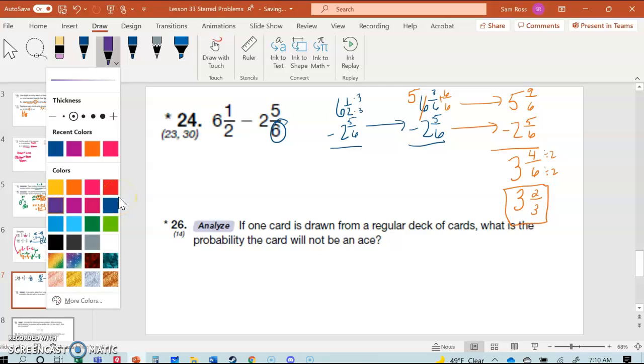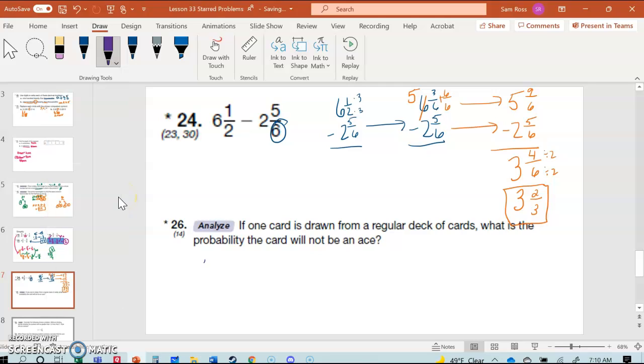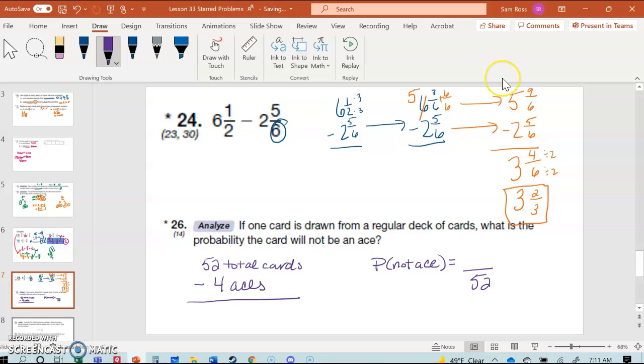Okay. If one card is drawn from a regular deck of cards, so there's 52 total cards, what is the probability the card will not be an ace? So I know that there are 4 aces in a deck. So let's see, how many cards are there? I'm going to subtract. So if I have a total of 52, how many cards are not aces? 52 minus 4 is 48. So there's 48 cards that aren't an ace, and that's my probability.